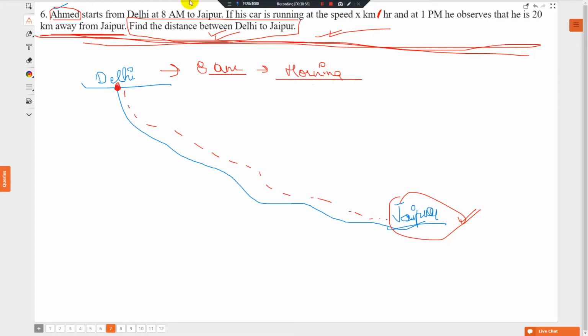If his car is running, in a car we observe a particular speed per hour: 120, 100, 60, 20, 40, 80, and even 160 in some cars. So here also, in Ahmed's car, it runs at a speed of x kilometers per hour.